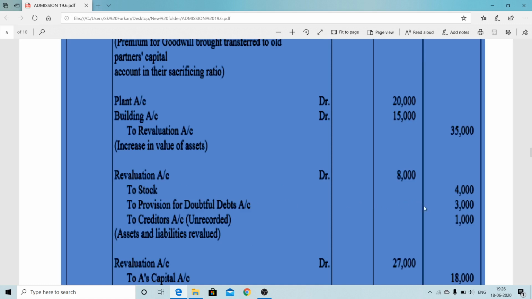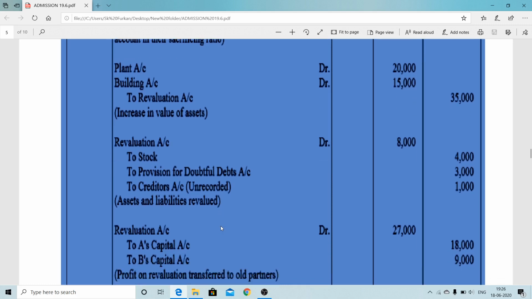Provision for doubtful debt, it is a current liability that increases, so revaluation account debit to provision for doubtful debt account 3,000. Now after that, revaluation account debit to creditors. Creditor was unrecorded, 1,000 more we have to consider because we have to pay, as the creditor is claiming at the time of admission. So it is an unrecorded liability and we are considering that. So revaluation account debit: stock value decreases, provision for doubtful debt is created, current liability creditor increases. That is the second set of changes related to assets and liabilities.